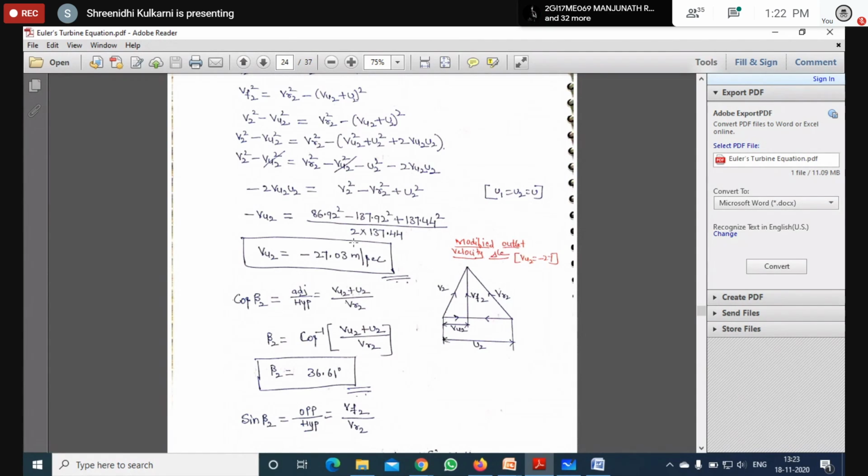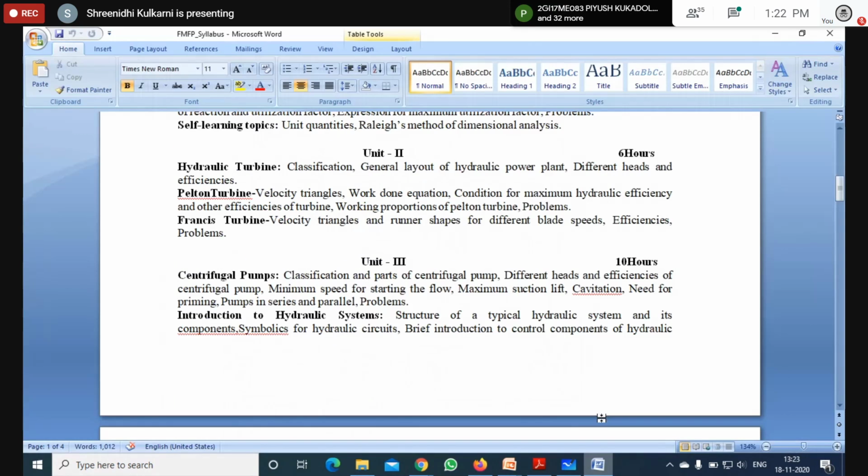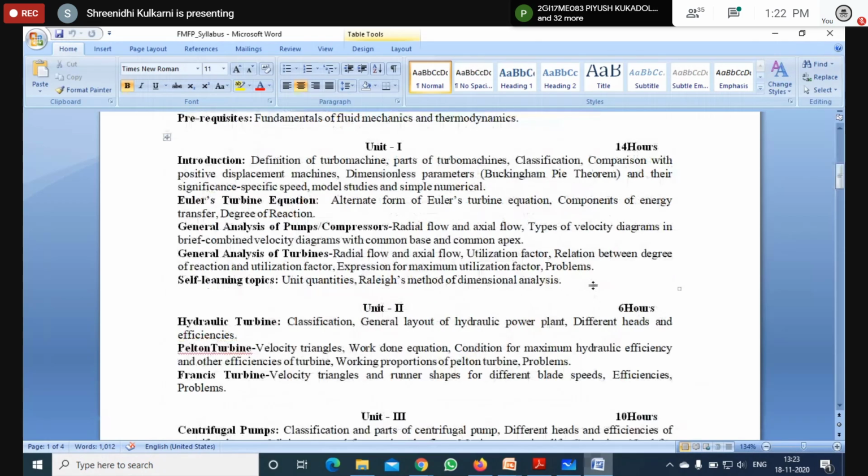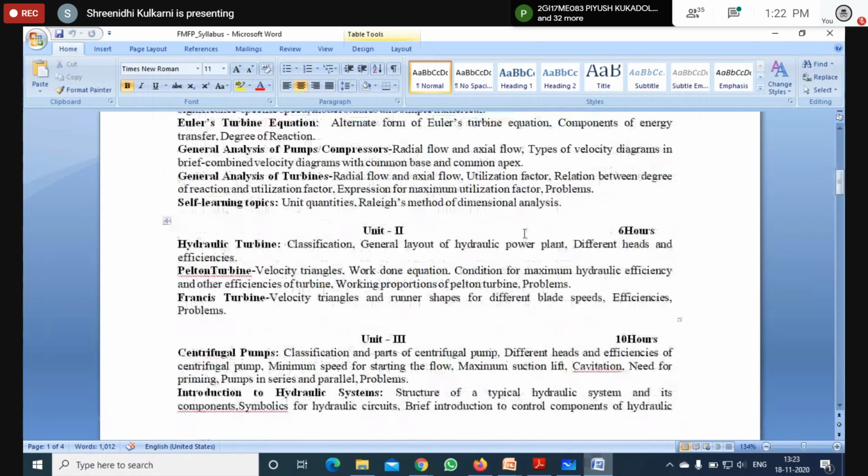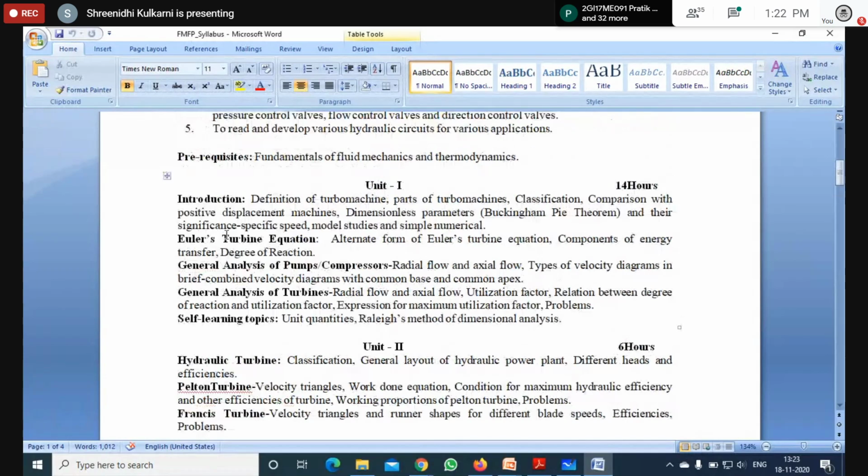So I'm going to wind up the first unit. Next I'm going to start unit 2. So here you can see your syllabus. Before going to the second unit, I'm just going to glance over unit 1.